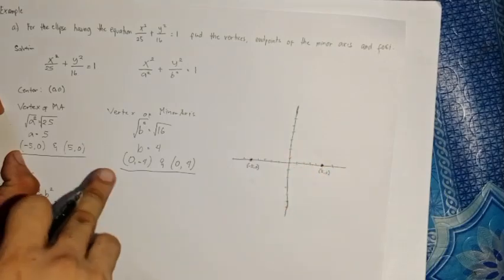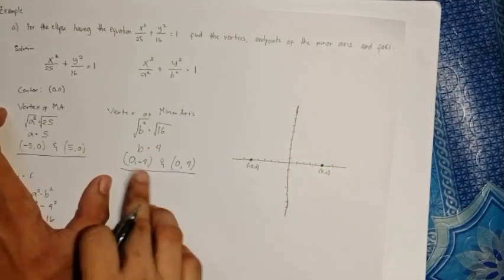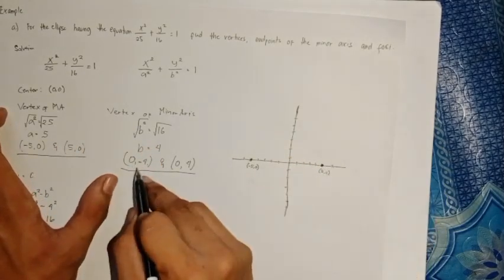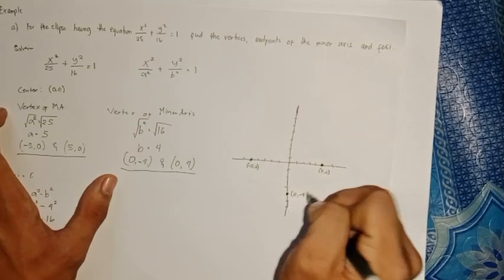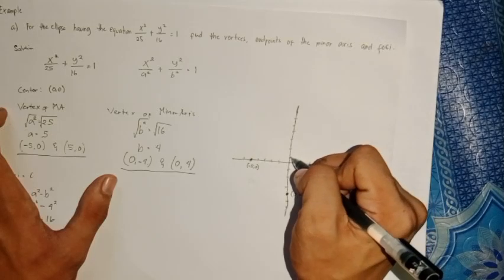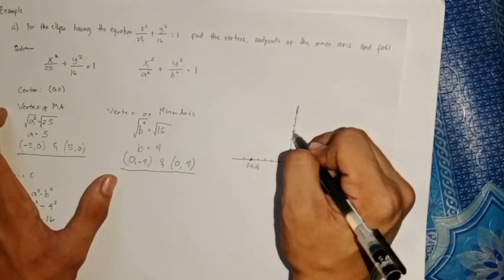Next, our minor axis. We have (0, -4): 1, 2, 3, 4. Ditto, (0, -4). Next is (0, 4): 1, 2, 3, 4. Ditto, (0, 4).